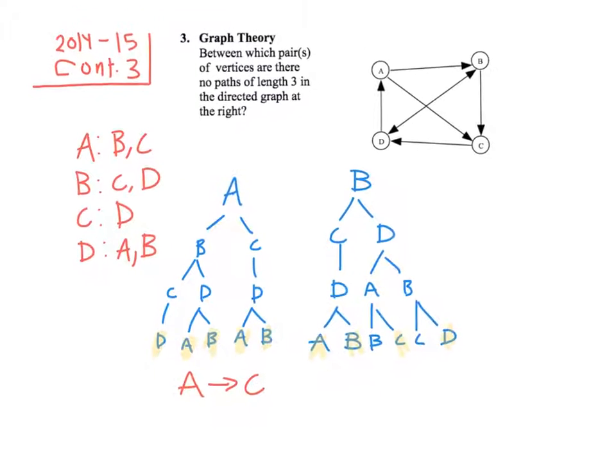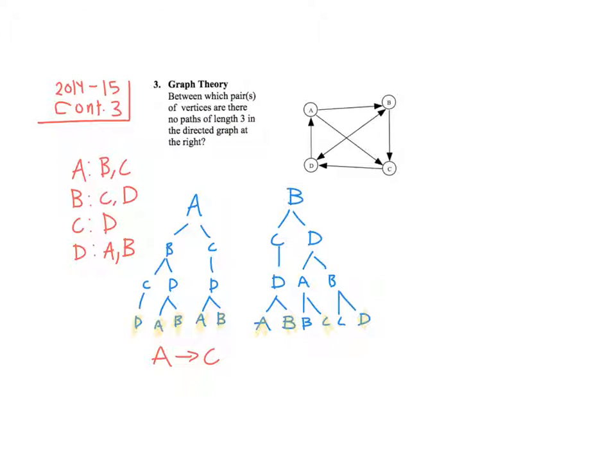So now we can make the tree starting at C. C goes to D, D goes to A and B, A goes to B and C, B goes to C and D. So now we check these paths. From C you can get to B, you can get to C, and you can get to D, but you can't get to A. So we can say that you can't get from C to A.